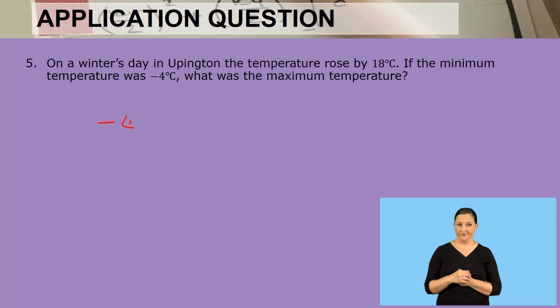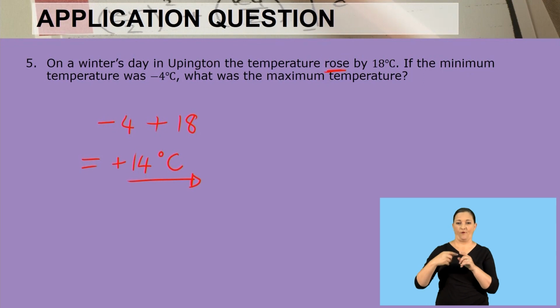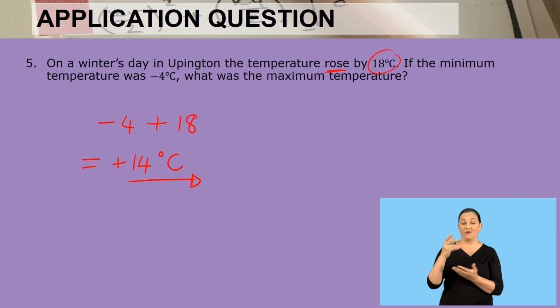We start at negative 4 degrees Celsius, and because we know it rose, and rising is indicated by a plus, it rose by 18 degrees. How are we going to work that out? Because we are adding a bigger number to a smaller number, our answer is going to be positive. What is negative 4 plus 18? That answer is 14. So our temperature from negative 4 is now sitting at a positive 14 degrees Celsius, because it rose by 18 degrees Celsius.